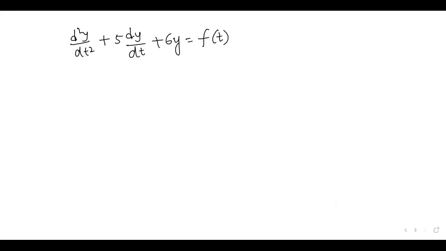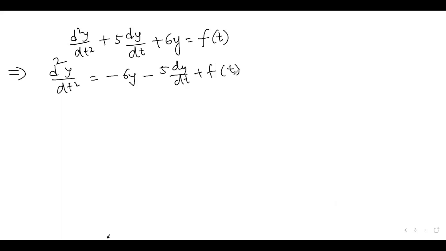d2y by dt square equals ft minus 5 x plus 6. The first step is you rewrite it such that the highest order derivative is in the left hand side of the equation. So that is minus 6y minus 5 dy dt plus ft. This is the first step, step 1. Okay. Now step 2, you select this as a new variable.